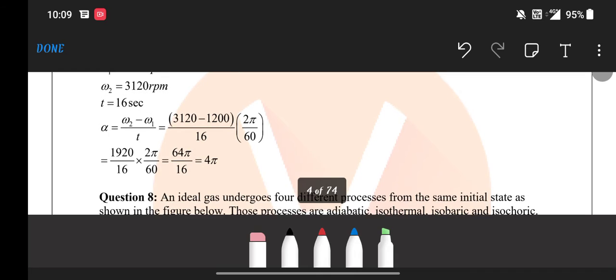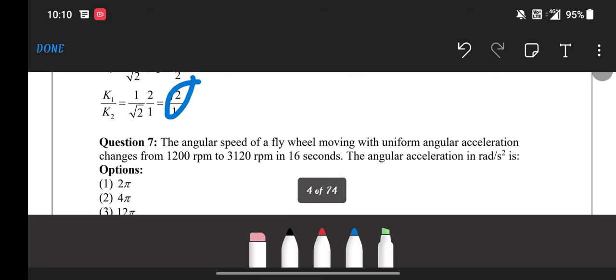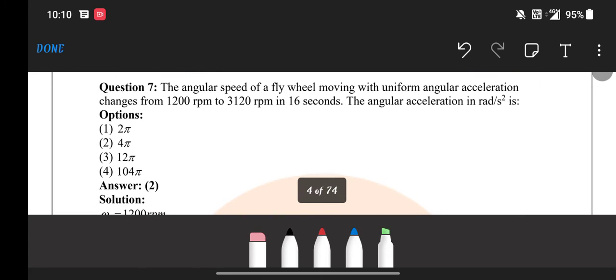So 2 pi. So therefore 1920 by 16 into 2 pi by 60. Then if we calculate, we'll cancel, and we'll get 64 by 16. If we divide by 16, 4, so 4 pi is the answer we get. So therefore the correct answer is option B. The 4 pi is the correct answer for question number 7.